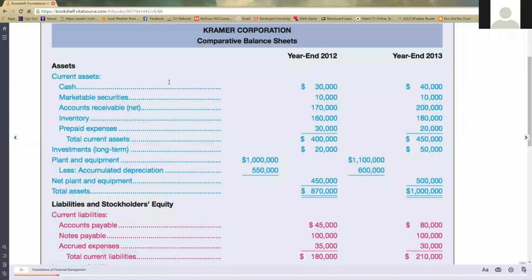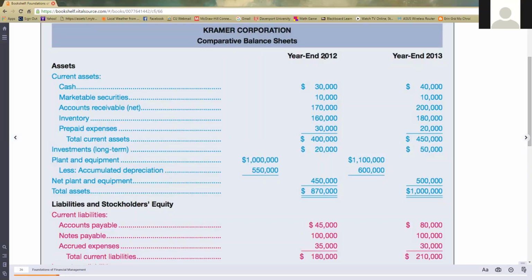Now you should be able to see what is page 36 of the textbook. It is Kramer Corporation balance sheets. Now, one thing we haven't talked about is that oftentimes when you look at an annual report, they will show you the balance sheet, but they'll also show you last year's balance sheet because it helps to compare. So this is the balance sheet for 2013, but they gave us 2012 also so that we could see how the 2 years compare.